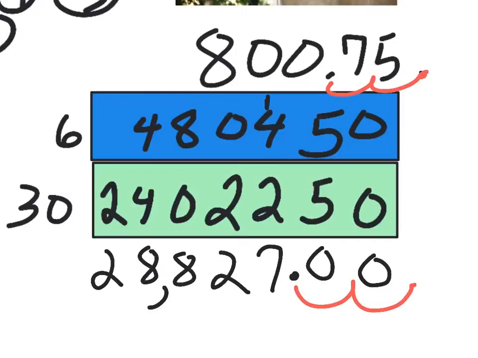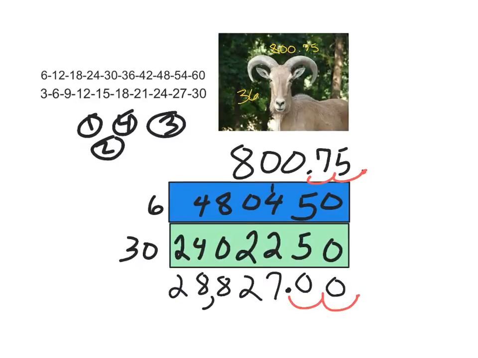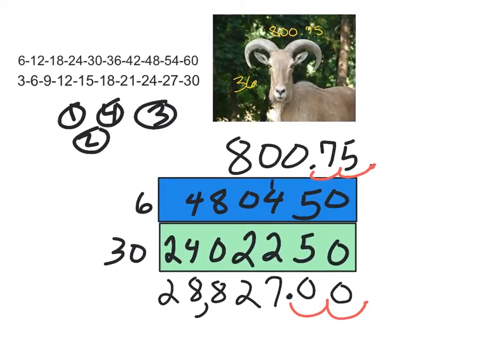And lo and behold, my friends, 28,827 pounds of pressure, pounds of force is created by our good friend Reginald Ram, and that's a whole lot of pounds of force crashing into another brainiac head of a ram. Bam! There you have it.